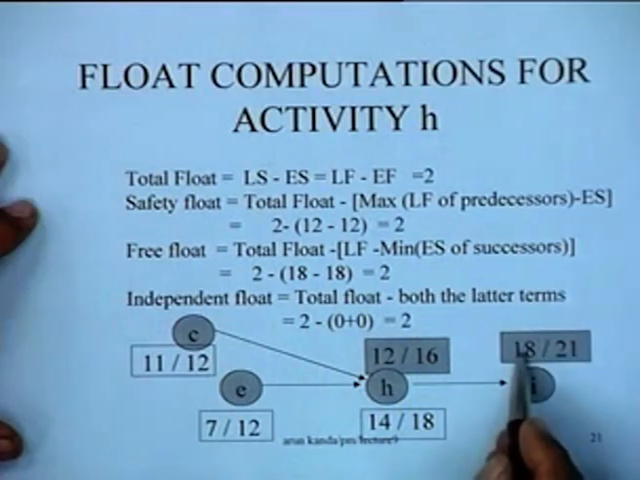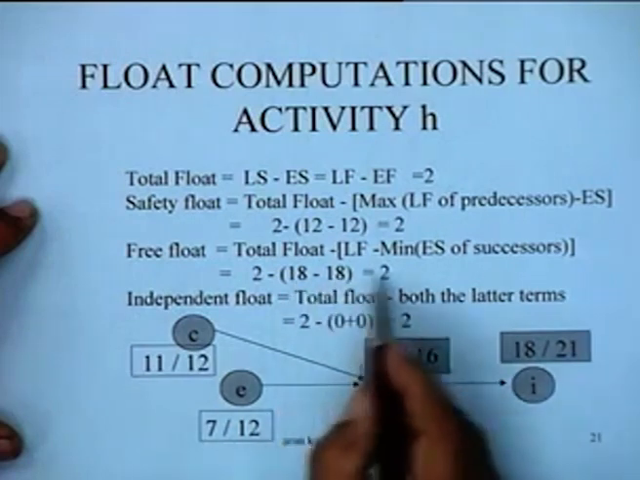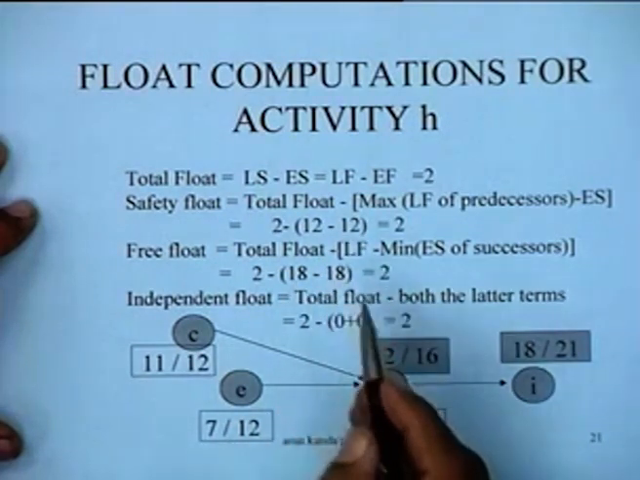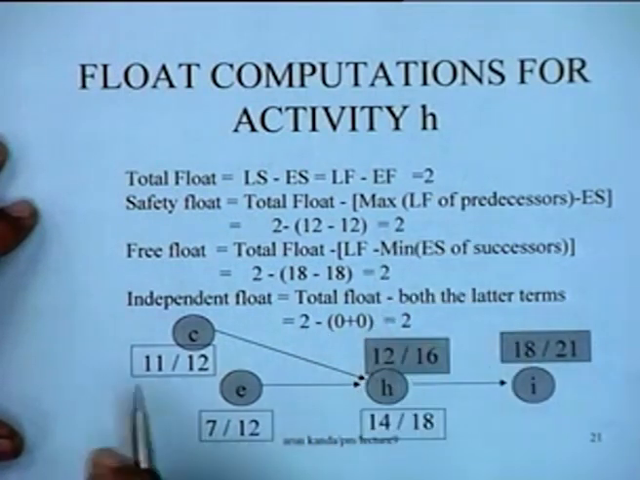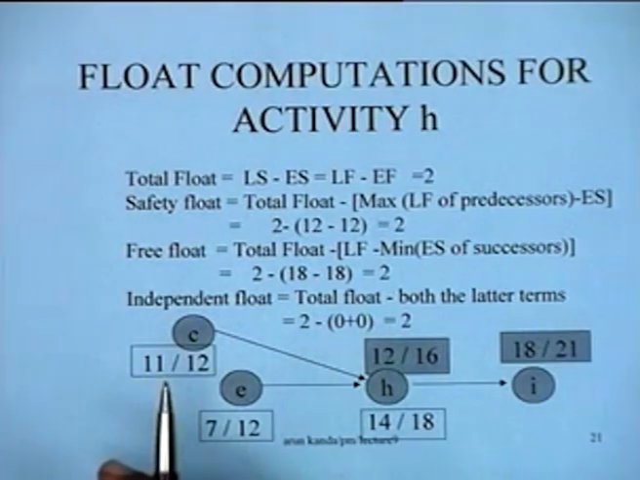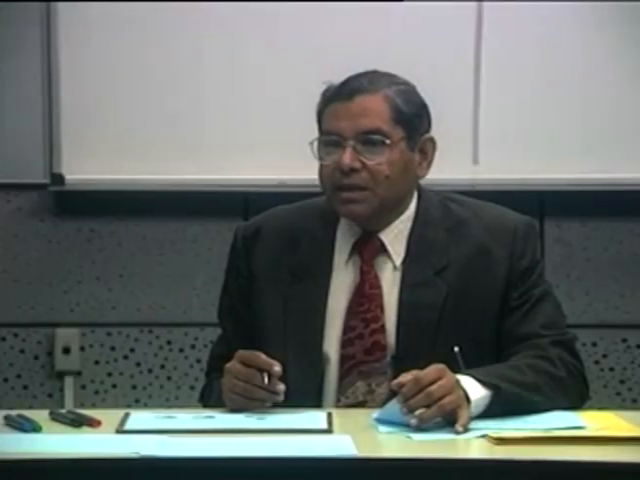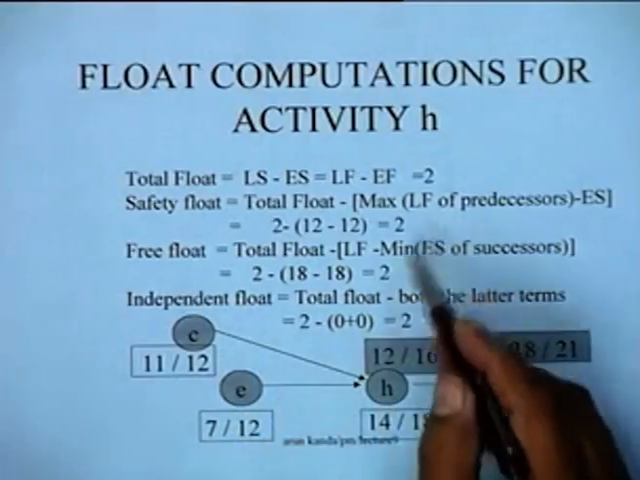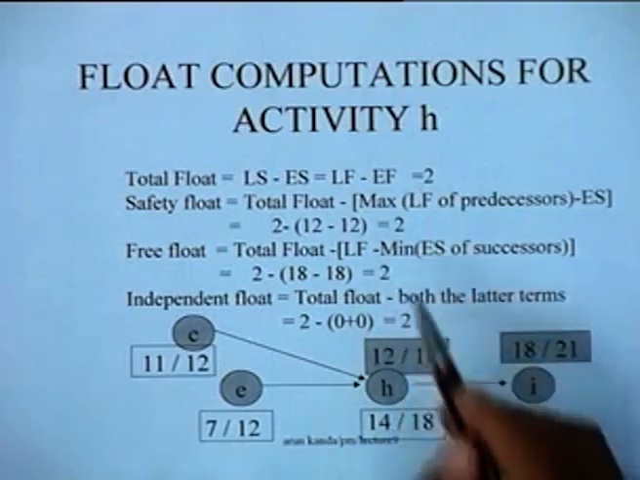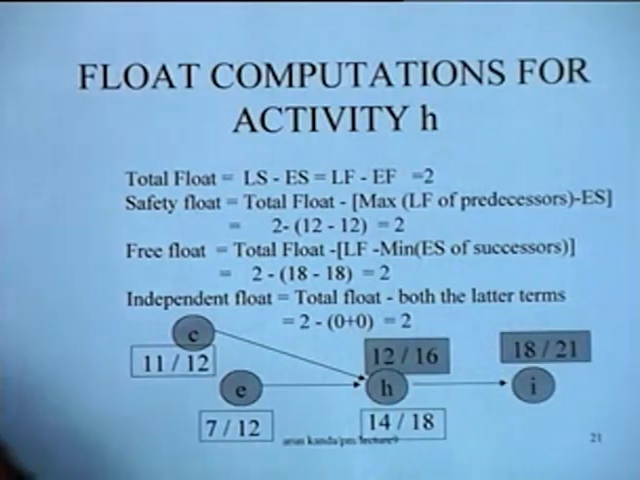There is only one successor, so the early start of that successor is 18. So this is 2. And similarly, since these values are coming out 0, the independent float will actually be equal to 2. So in this case also, all the four floats are coming out equal. You would recall that H was an activity in the corresponding AOA network which had a dummy preceding it, and this was an activity for which we had discovered anomalies in the computations of the four floats. Now here there are no such complications, and in this case we get all the four floats as equal for activity H.